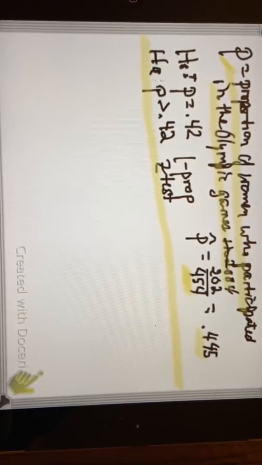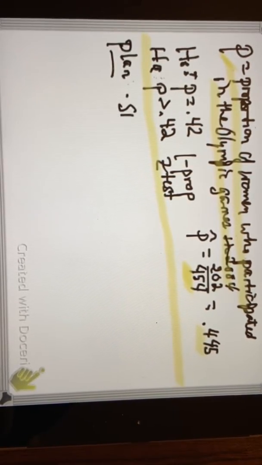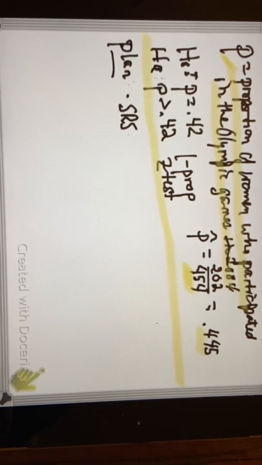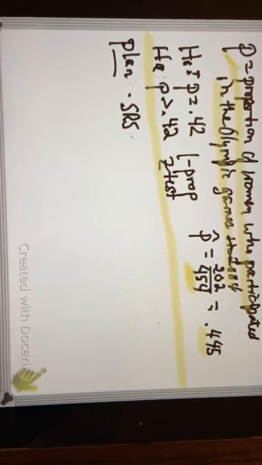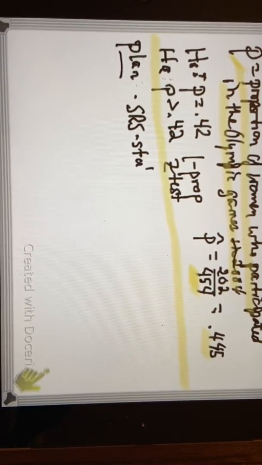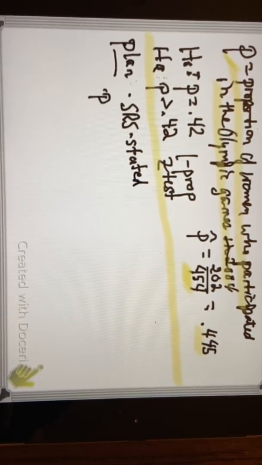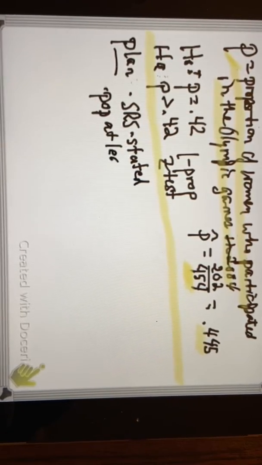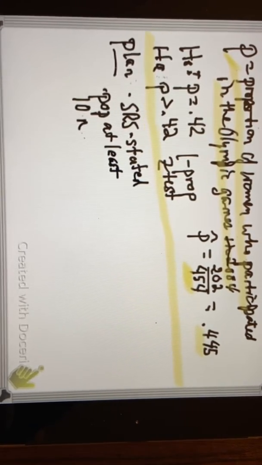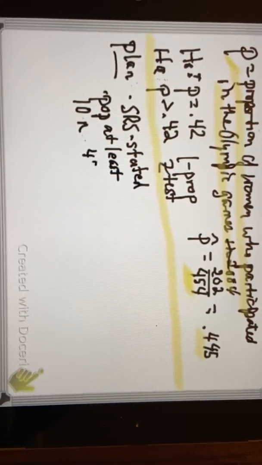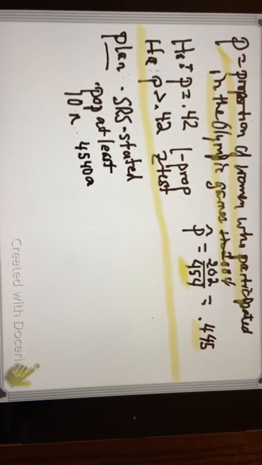All right, the next part is the planning process. So when I'm planning, that's when I address the conditions. So I'm going to read up there, did it say simple random sample? And it said a random sample, it didn't say simple, but I'm going to kind of assume that it was. So I'm going to say it was stated. And then is the population at least 10 times sample size? So I'm going to include that number there. So I'm going to say there are at least 4,540 athletes in existence.